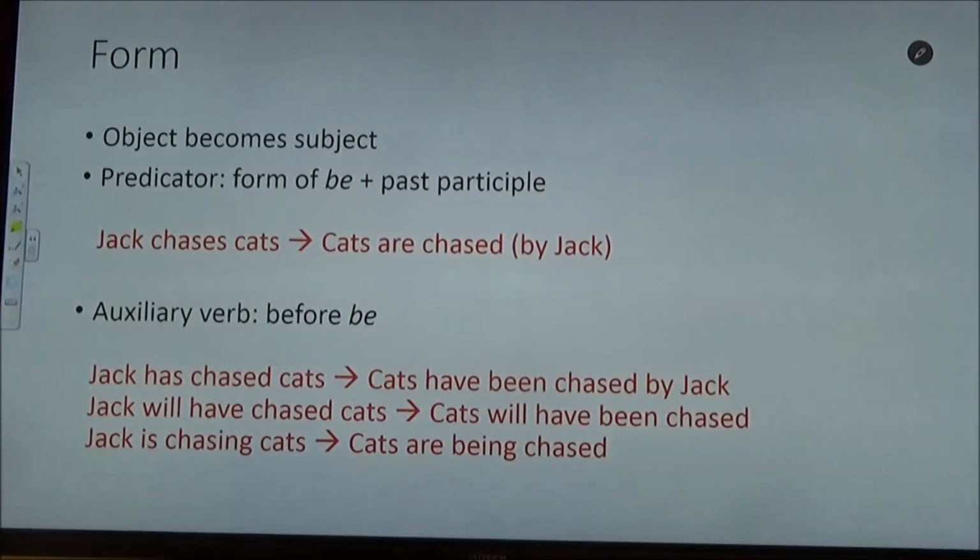Do you also need to provide the rules on the test? No. For the test, it's just make active sentences passive. Oh, okay.